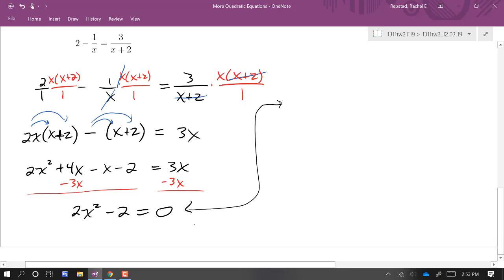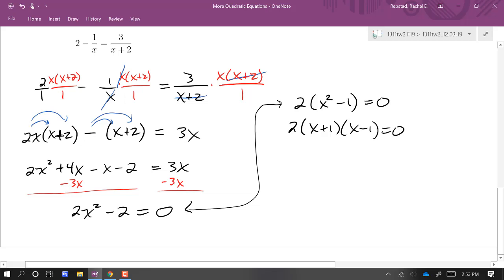So I guess we could take out a 2. And then x squared minus 1 will factor. How does that factor? X plus 1 times x minus 1. Yeah, it's a difference of squares.